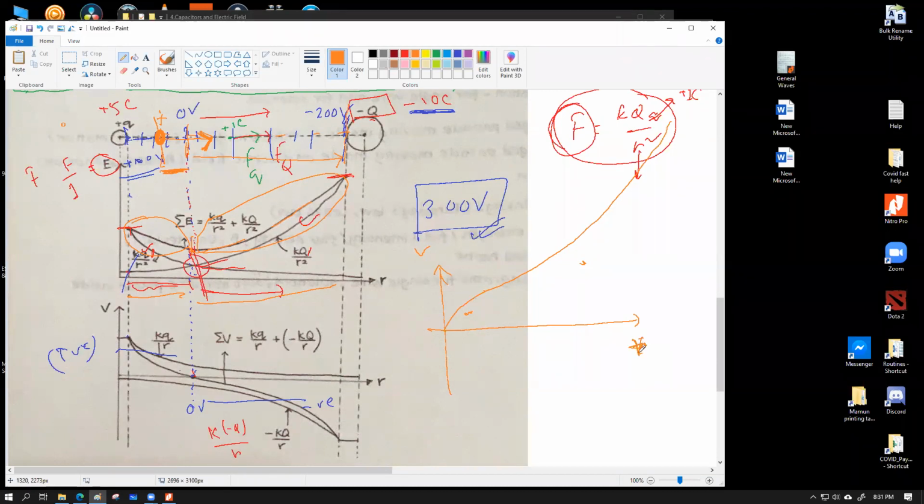Actually, I'm making a mistake. This will not be a VR graph, it will be a VT graph, because I'm talking about acceleration. I'm considering m as an acceleration. So if I want to represent the gradient as an acceleration, this should be time. My bad.